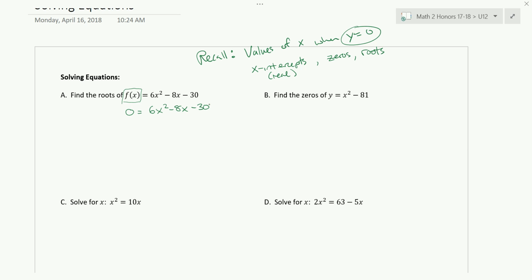But not everything will factor. So if it doesn't factor, then you have the choice. Pick your favorite. Go to either completing the square or quadratic formula. You get to choose, okay?